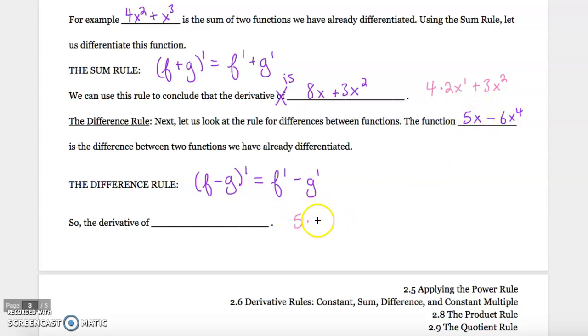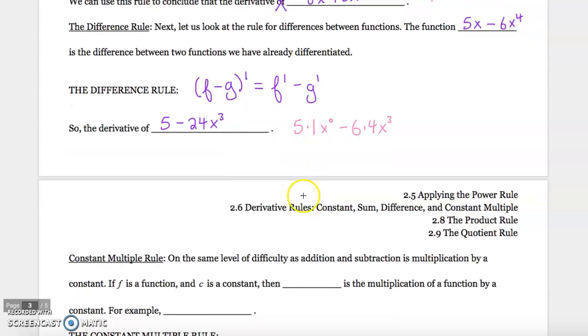Bring down my exponent for my x, which is technically a 1, and then x to the 0 power, right? Subtract 1 from your exponent. Minus 6 is still there. Bring down my 4, and then subtract 1 from my exponent, so 3. And then 5, x to 0 is 1, 1 times 1 is 1, 5 times 1 is 5. And then minus 6 times 4 is 24, x to the third. So like I said, as you do more and more of these, you'll just jump straight from 5x minus 6x to the fourth to this. You won't need to do the pink part, but I'm just using that for explanation right now.